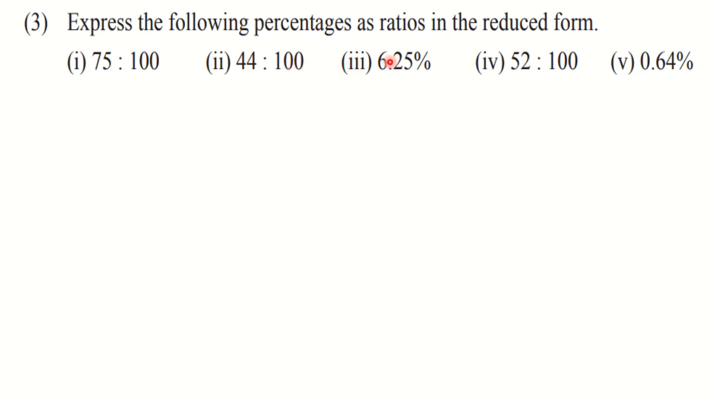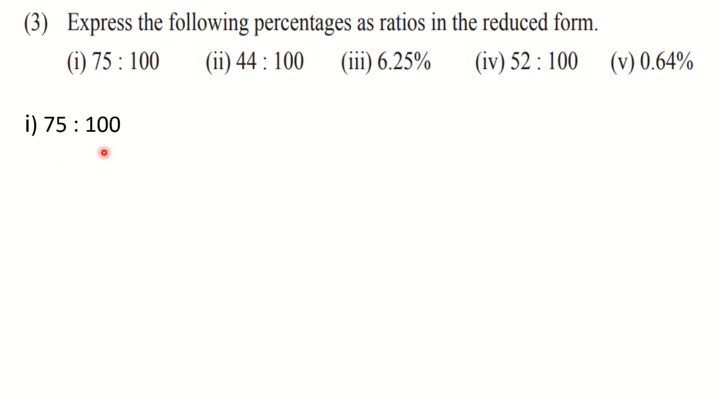Cent means 100. So 6.25% here, the symbol is given. It means that 6.25 is to 100. So this is given in a different form. Okay, let us start now. Here also I will solve some examples, and the remaining you will solve as homework. So let us start with the first one.